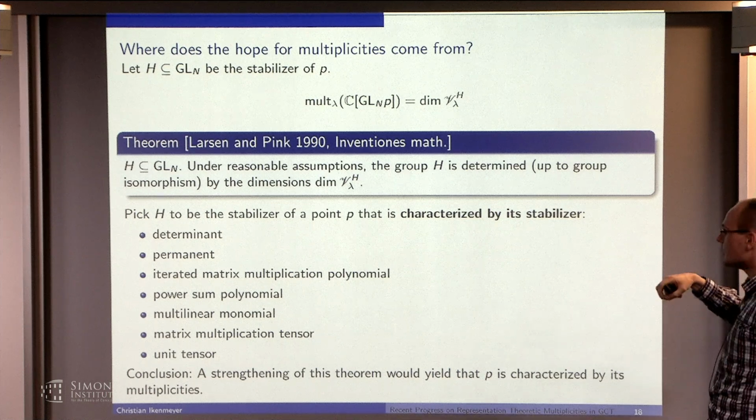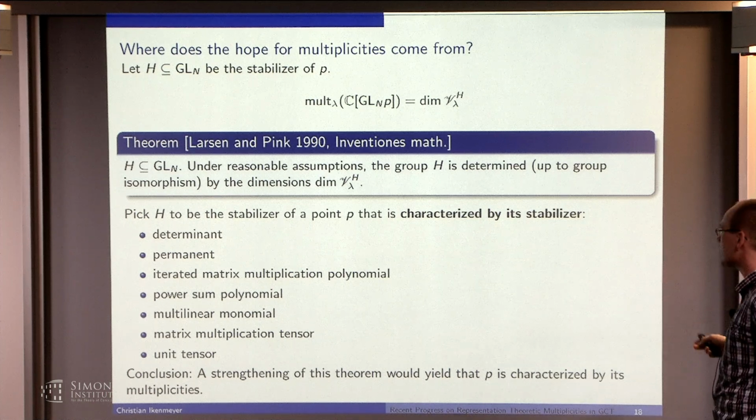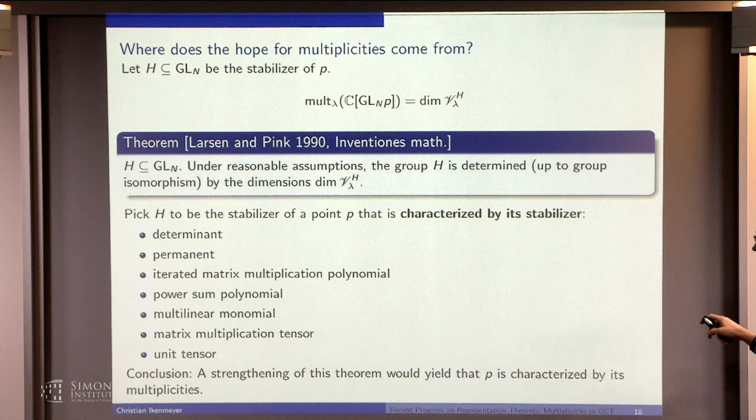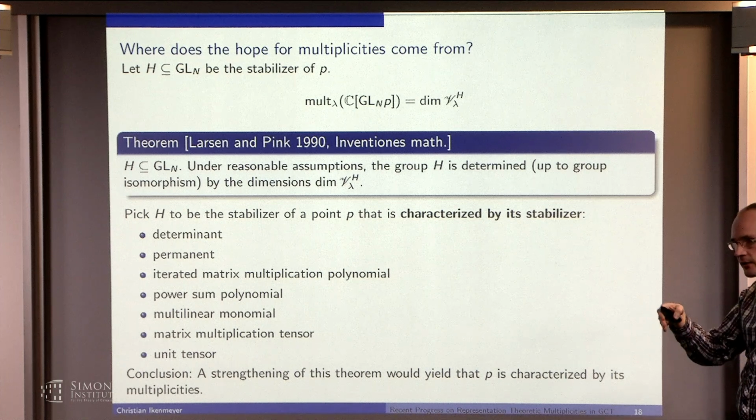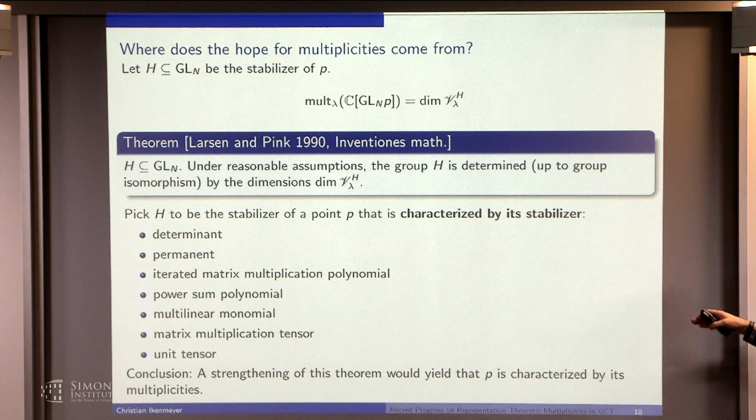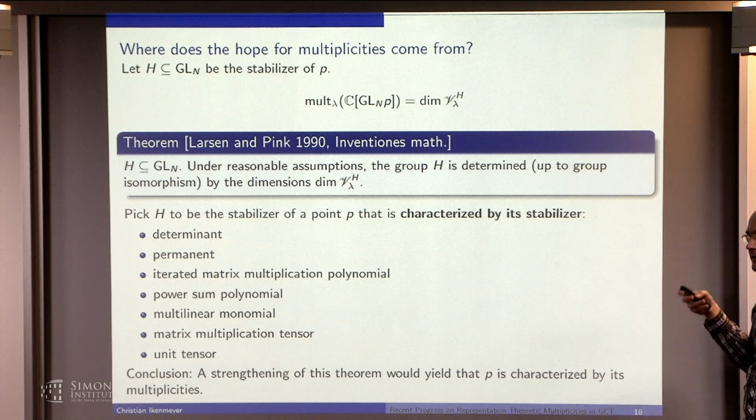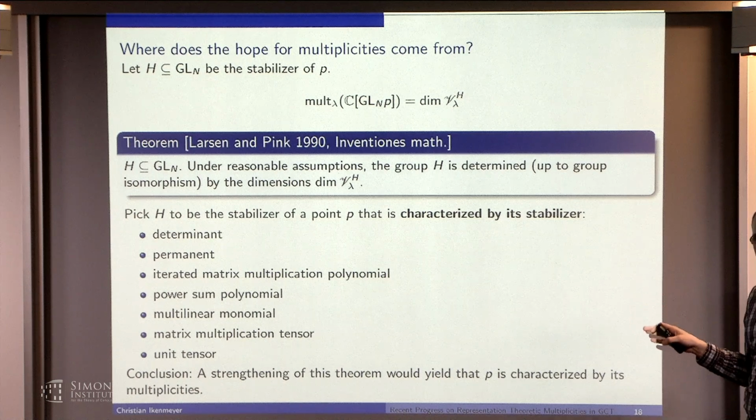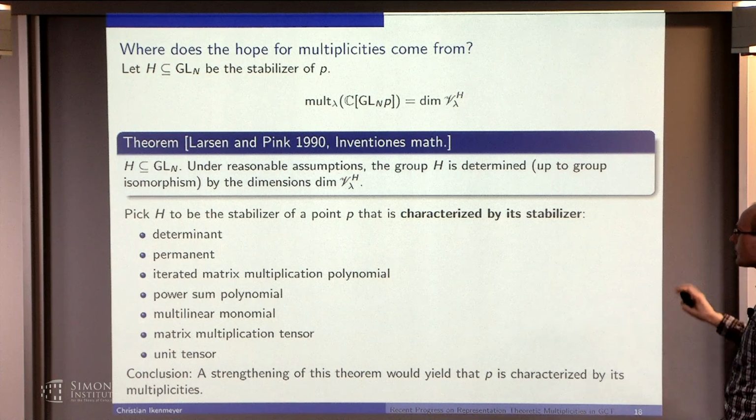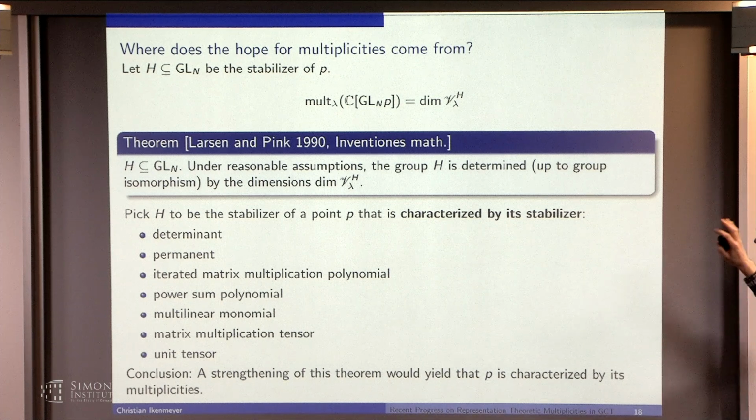And the conclusion, a very, very vague conclusion, is that a strengthening of the theorem is definitely necessary. The theorem doesn't give you anything at this point, but a strengthening could maybe yield that your point is actually characterized by its multiplicities, right? And that would be a hope towards showing that in these situations, multiplicities can always give you all lower bounds that there are. But this is very vague at this point. But this is where hope comes from, right?